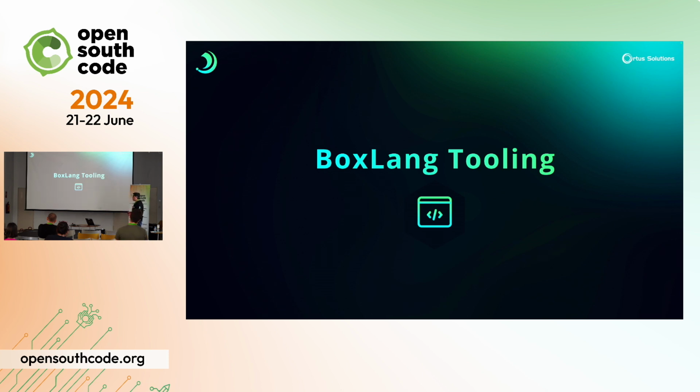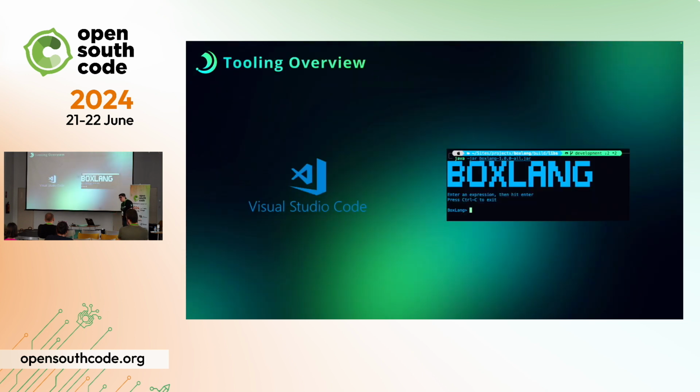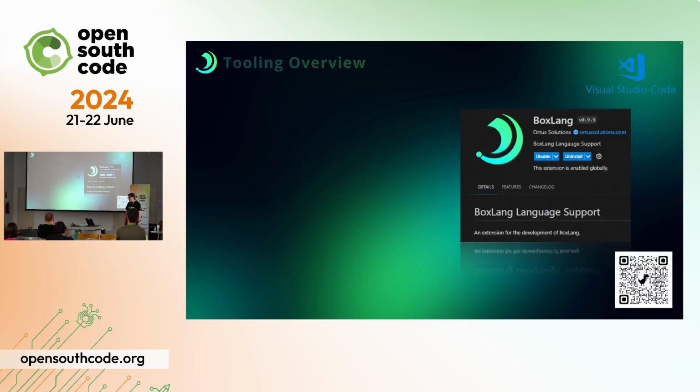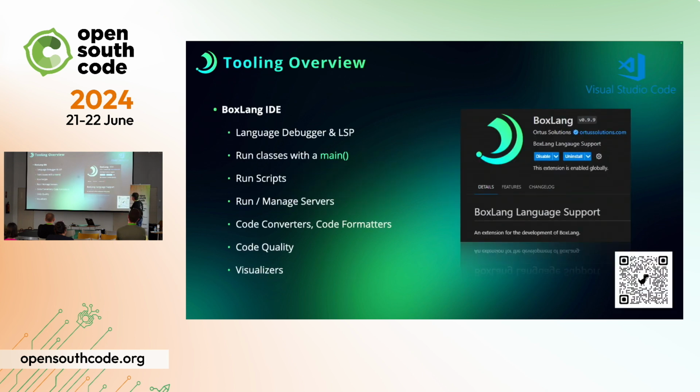Another aspect that was important for us is tooling. As developers, we need the right tools, so we have focused a lot on tools. And we've created two sets of tools. One is an IDE based on Visual Studio Code, and we've also created a lot of CLI tools. To start with the IDE, you can start right now. It's available on the VS Code store. It's open source, free, and the BoxLang IDE gives you a full language debugger.